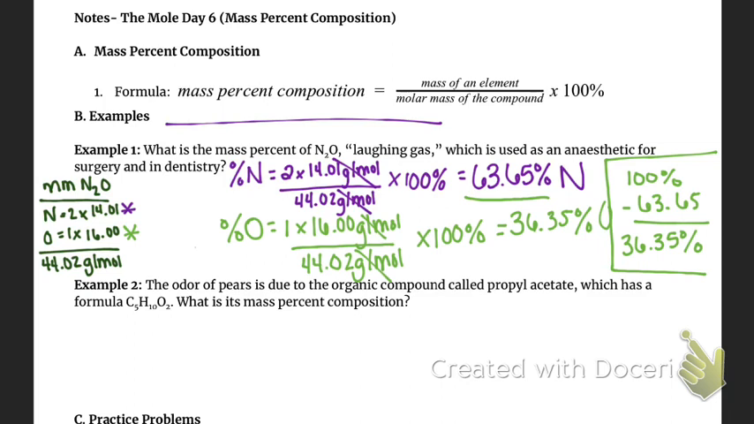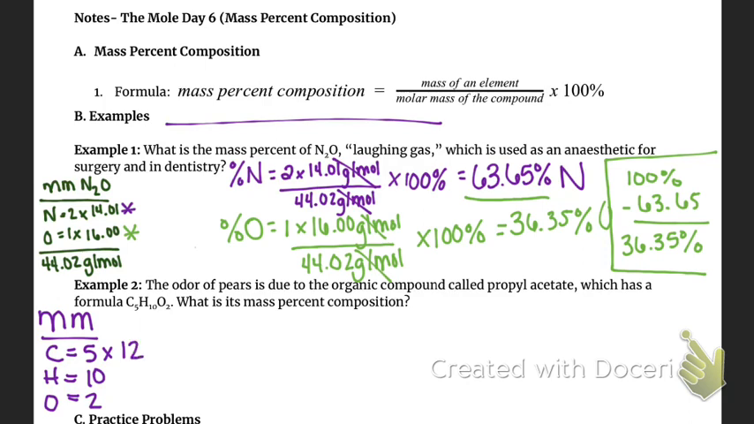So we have one more example that talks about where the odor of pears comes from. And so that's from a compound called propyl acetate, and its formula is C5H10O2, and it wants to know mass percentage composition. So we're figuring out of this compound what percentage of it is carbon, hydrogen, and oxygen. Again, what makes it much easier on you is to find the molar mass first. So we have carbon, hydrogen, oxygen. There are 5 carbon, 10 hydrogen, 2 oxygen.